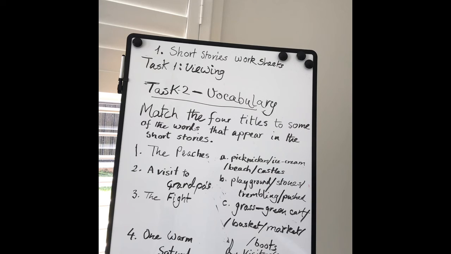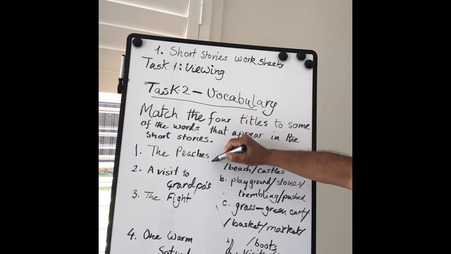The last word is boots. Yes, you need to wear boots to go to the peach gardens and to pick fruits. So we can easily connect the peaches to the C words, that is grass, green, cart and basket and market and boots. So let's draw an arrow connecting the title with the words.